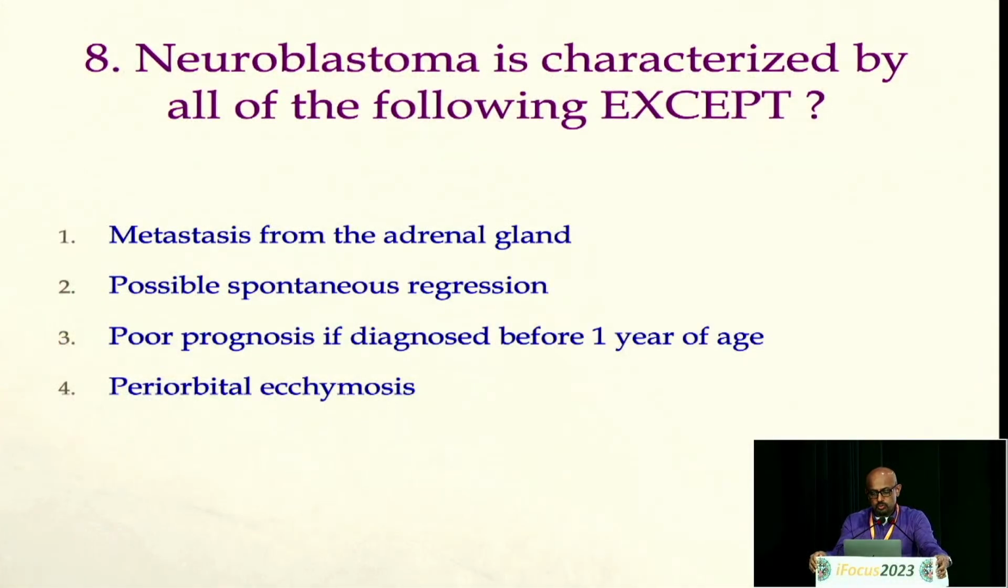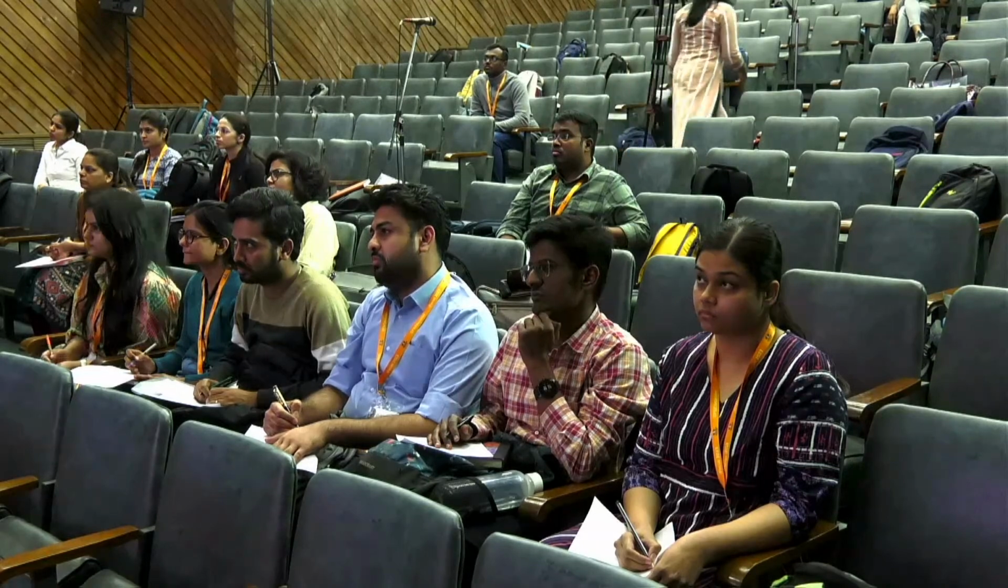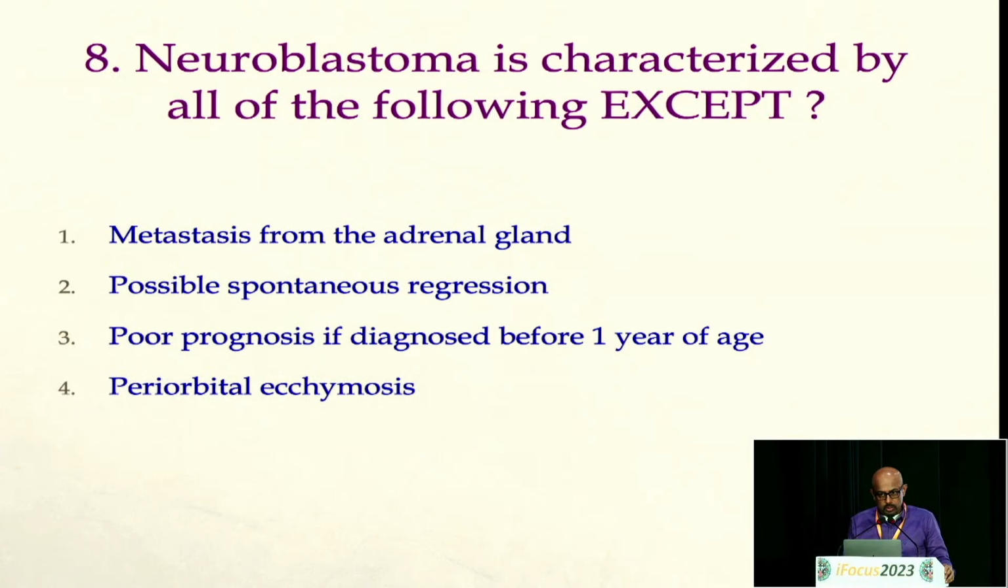Question 8. Neuroblastoma is characterized by all of the following except metastasis from the adrenal gland, possible spontaneous regression, poor prognosis if diagnosed before 1 year of age, periorbital ecchymosis. Neuroblastoma is characterized by all of the following except these. Move on, a little more than halfway there.